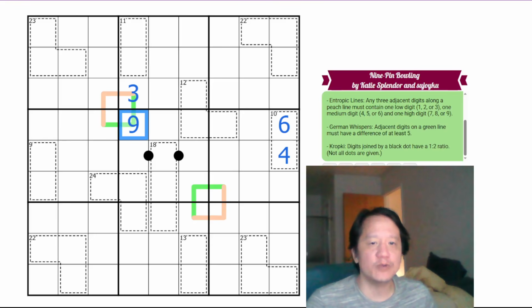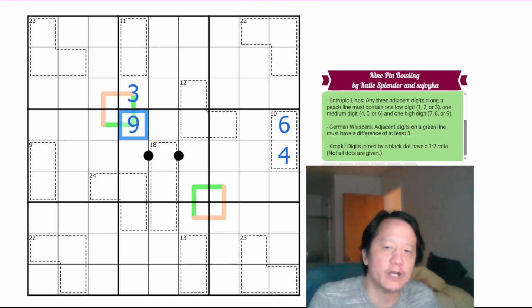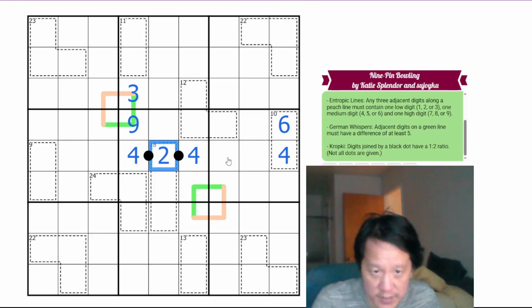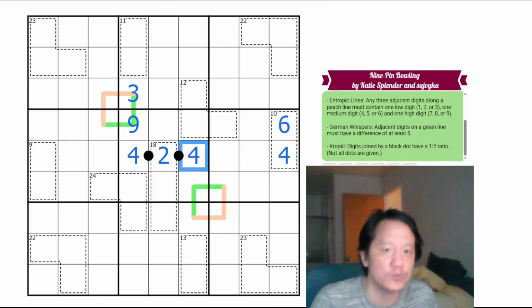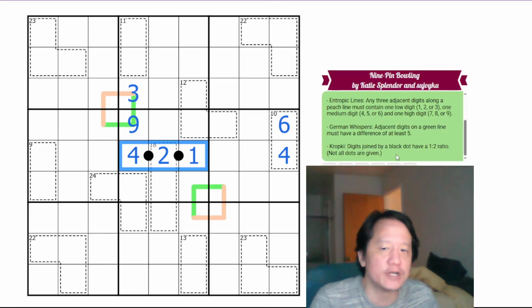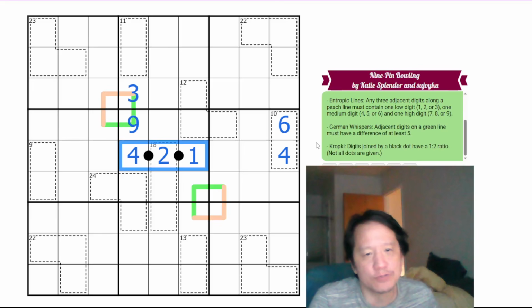And finally, we have Kropki dots, where digits joined by a black dot have a 1:2 ratio, and not all dots are given. So, for example, if this were 2, this would have to be 1 or 4, and this would have to be 1 or 4, because these digits must be in a 1:2 ratio with each other. Those are all the rules.